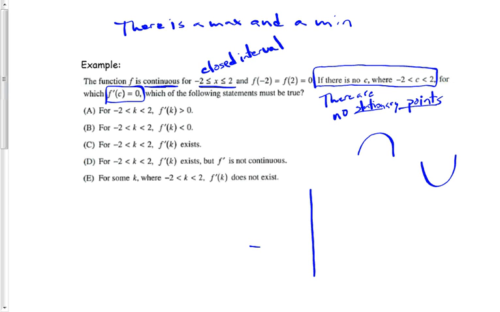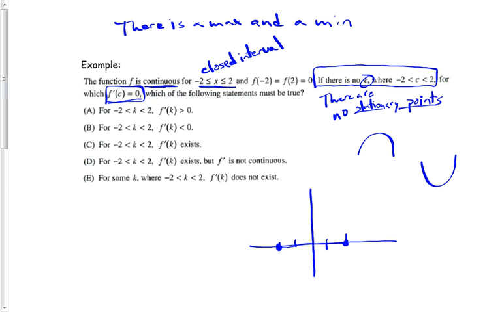We know this. F of -2 is 0. F of 2 is 0. Oh, man. Are you picturing a horizontal line segment? Aren't you just picturing this? No? It can't be that. Why not? Because it says there's no C that has a horizontal tangent.